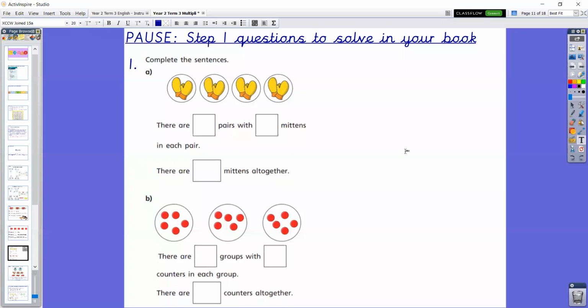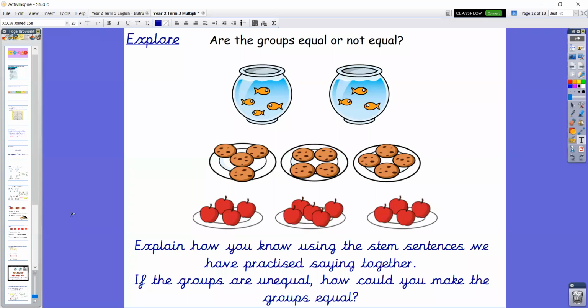Well done, Year 2. I'm so proud of you for all of the effort that you've put into step 1. So well done. We're going to be moving on to exploring step 2 now, thinking about whether the groups are equal or not equal. So on your screens, you should be able to see some pictures.